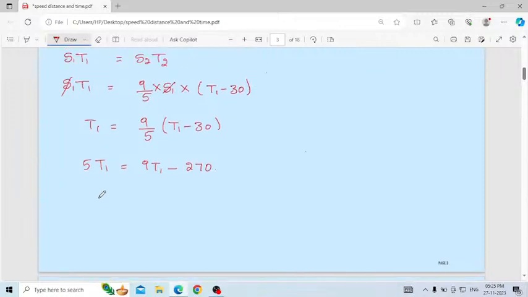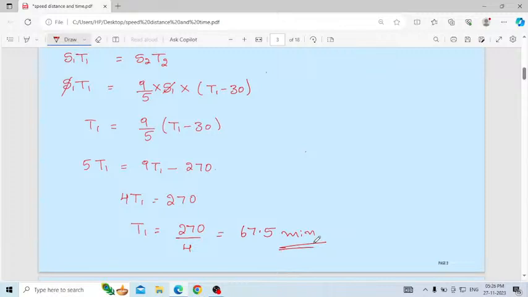Okay, shift here. Then 4T1, subtract 9 minus 5, is 4T1, it will be equal to 270. Then T1 will be equal to 270 divided by 4, which is 67.5 minutes. This is the time taken.